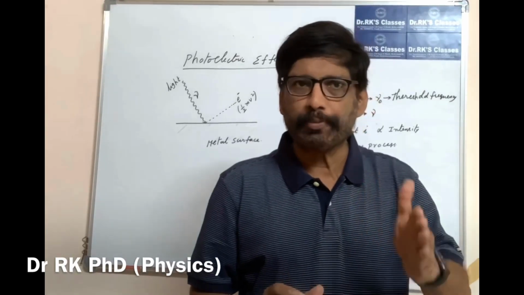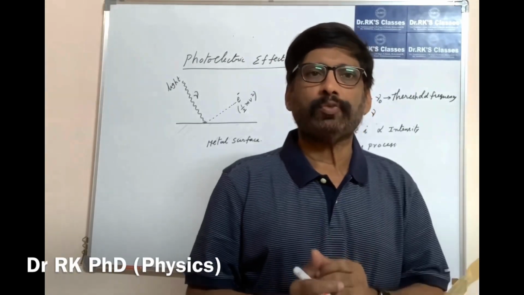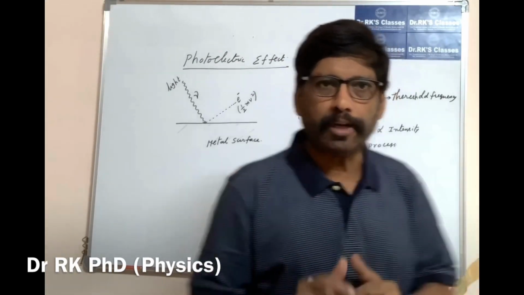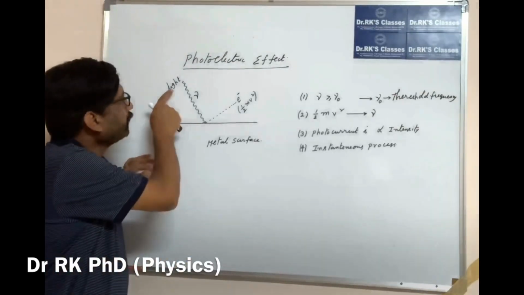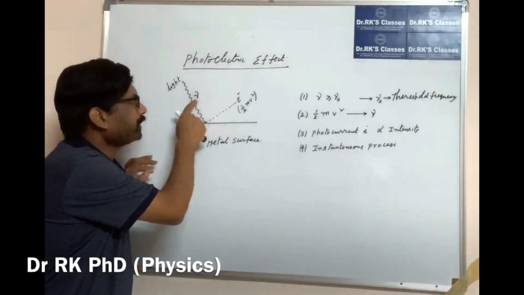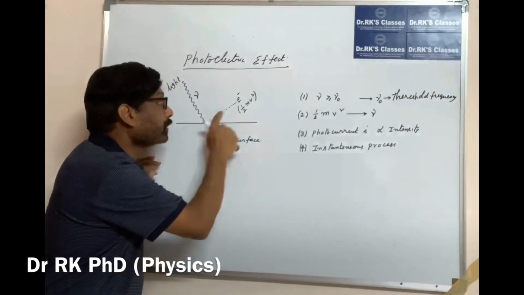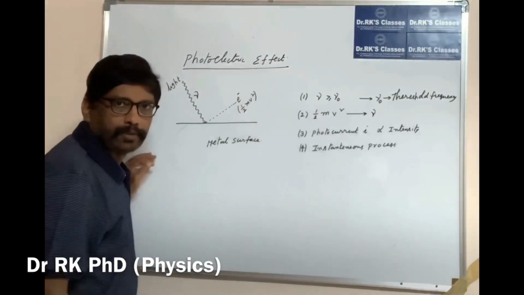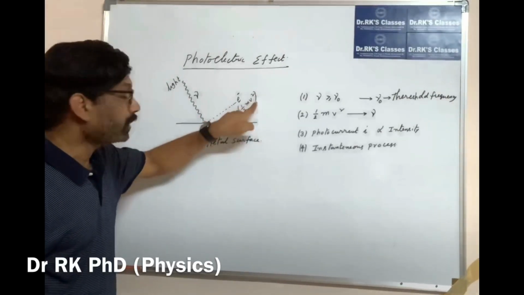First, I briefly explain what the photoelectric effect is and what the formulas related to it are. Okay? So let us start. What is the photoelectric effect? When light of a certain minimum frequency is incident on a metal surface, electrons are emitted.